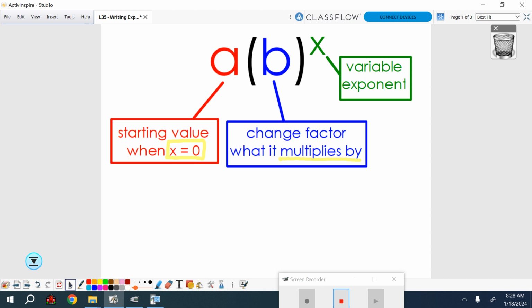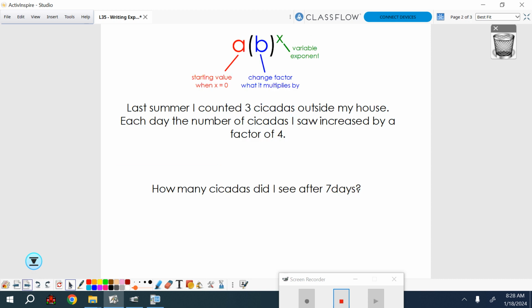Okay, so let's look at an example here. Last summer, I counted 3 cicadas outside my house. Okay, 3 cicadas outside my house. Each day, the number of cicadas I saw increased by a factor of 4.